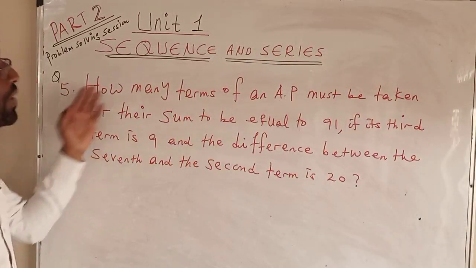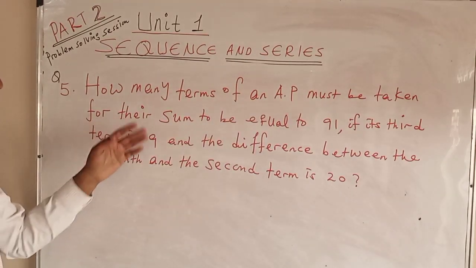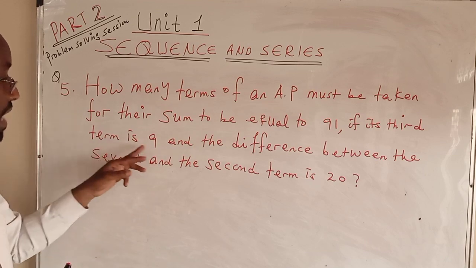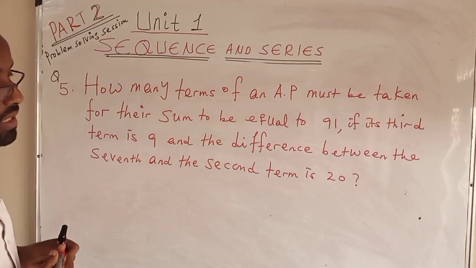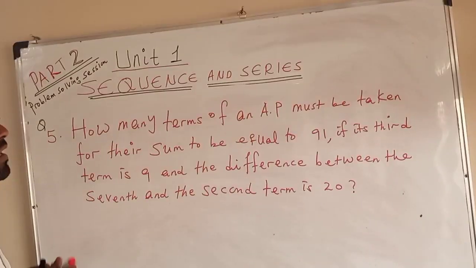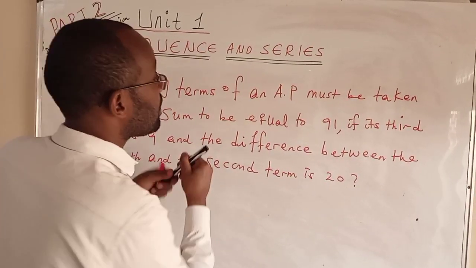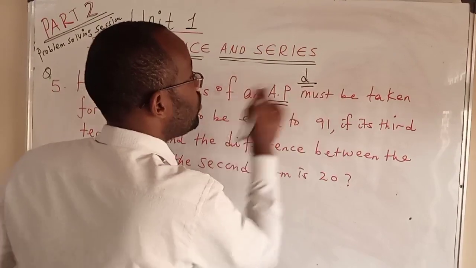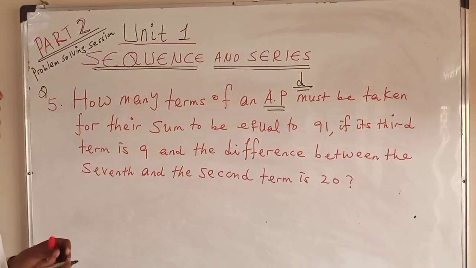Question number 5: how many terms of an arithmetic progression must be taken for their sum to be equal to 91 if its third term is 9 and the difference between the seventh and the second term is 20. አሁን እንግዲህ ፕሮግሬሽናችን አርትሜቲክ መሆኑ እዚህ ጋር ተነግሮናል። ልብ በሉ ፕሮግሬሽናችን አርትሜቲክ ነው። ስለዚህ there is a common difference, unique common difference between any two consecutive terms.